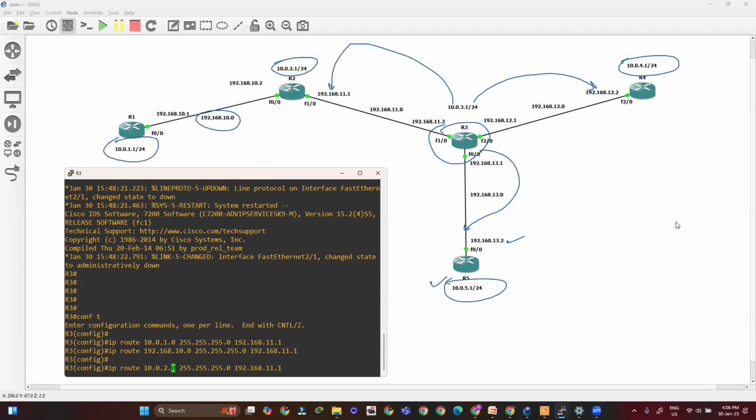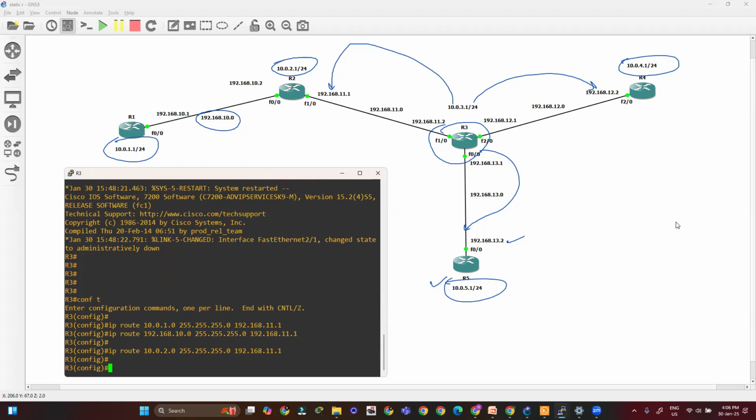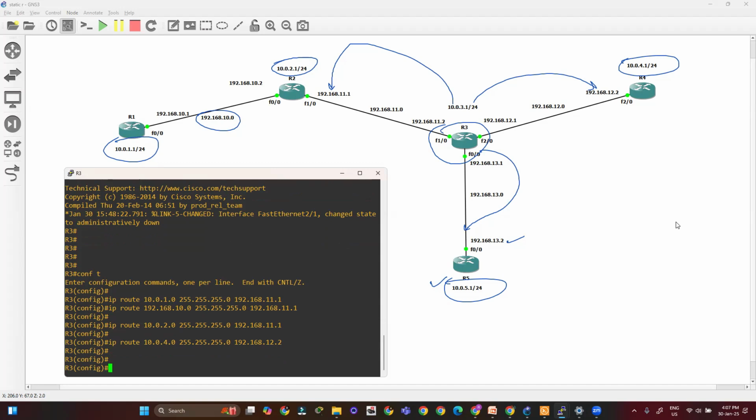10.0.2.0. On the right side network we have IP route 10.0.4.0, and we also have to mention the subnet mask 255.255.255.0. The next hop address is 192.168.12.2. Now the network below is 10.0.5.0, so we have to mention all that.